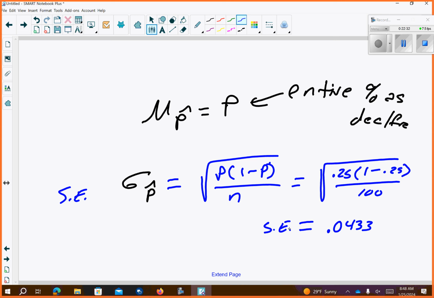Which basically means we know that this is 0.25. So if you were to add or subtract 0.043 from 0.25, that's what you're using to create your normal curve.